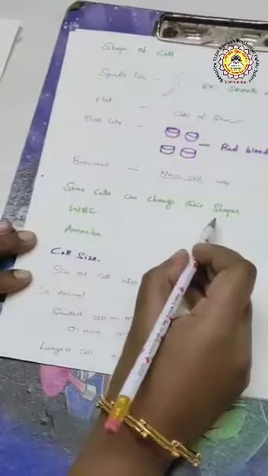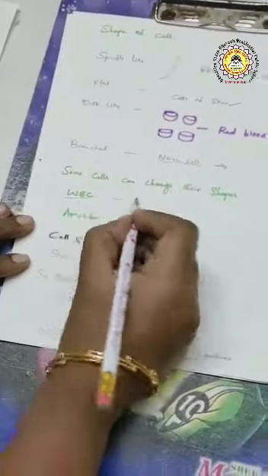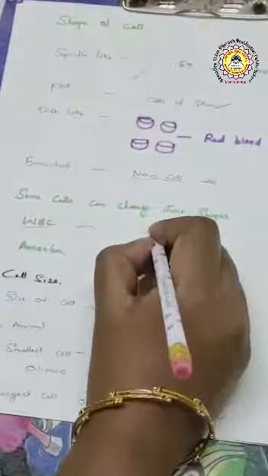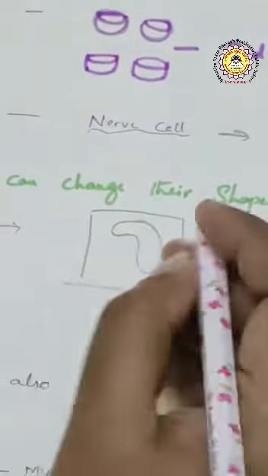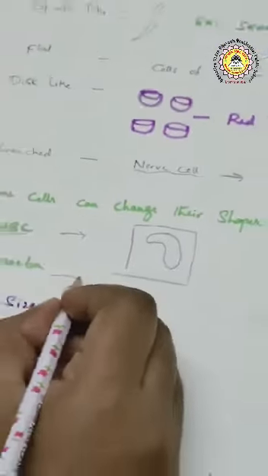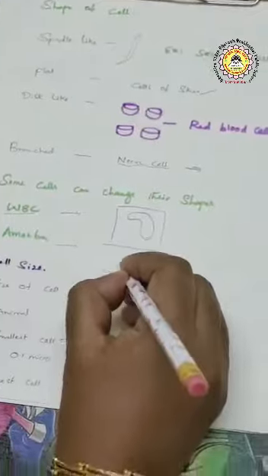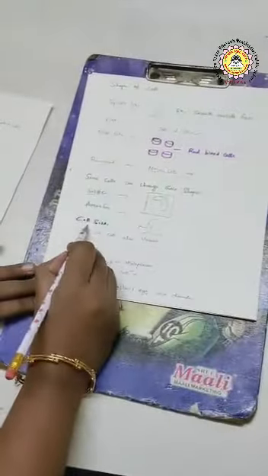Some cells can change their shapes. For example, WBC, white blood cells, change shape. Amoeba also change their shape sometimes, when acquiring food and at other times. After that, cell size.